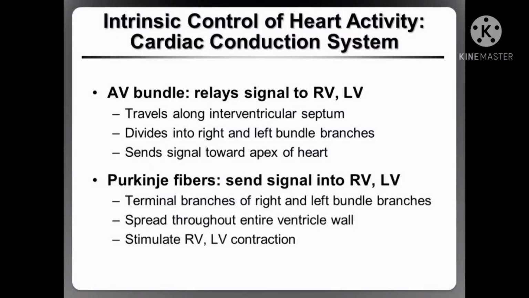The AV bundle relays the signal to the RV and LV. It travels along the interventricular septum, divides into right and left bundle branches, and sends the signal toward the apex of the heart. Purkinje fibers send the signal into the RV and LV. Terminal branches of the right and left bundle branches spread throughout the entire ventricle wall and stimulate RV and LV contraction.